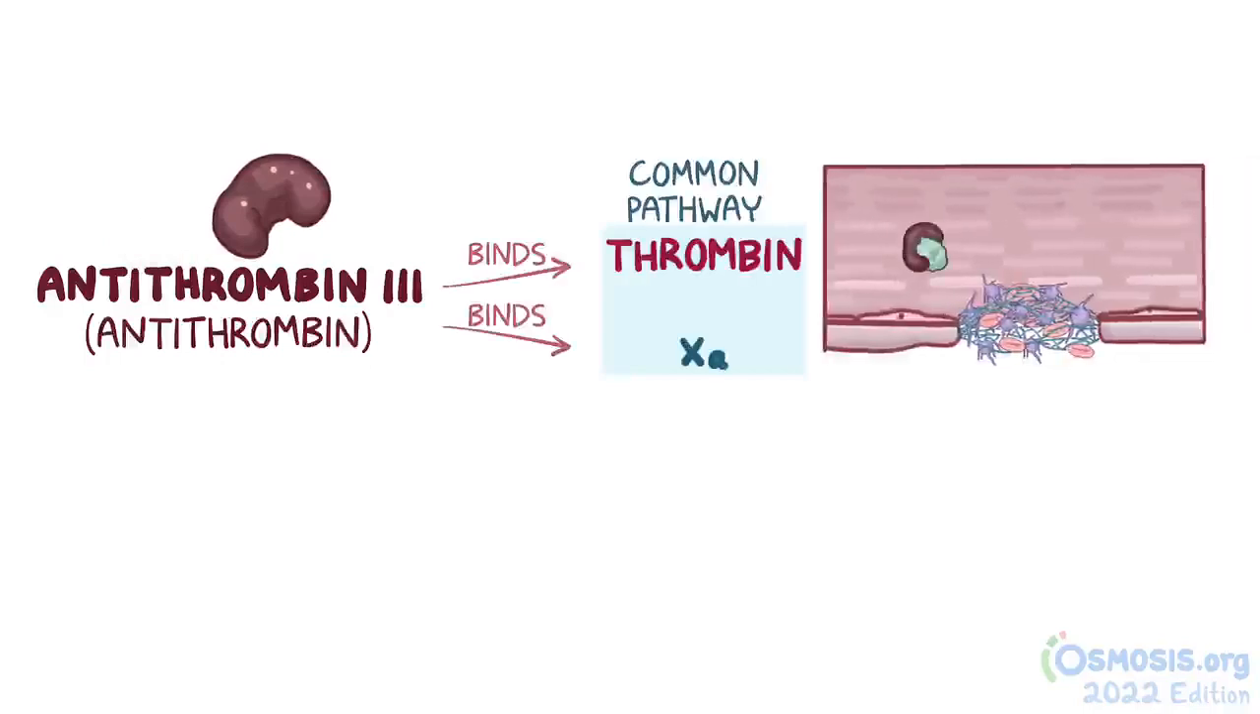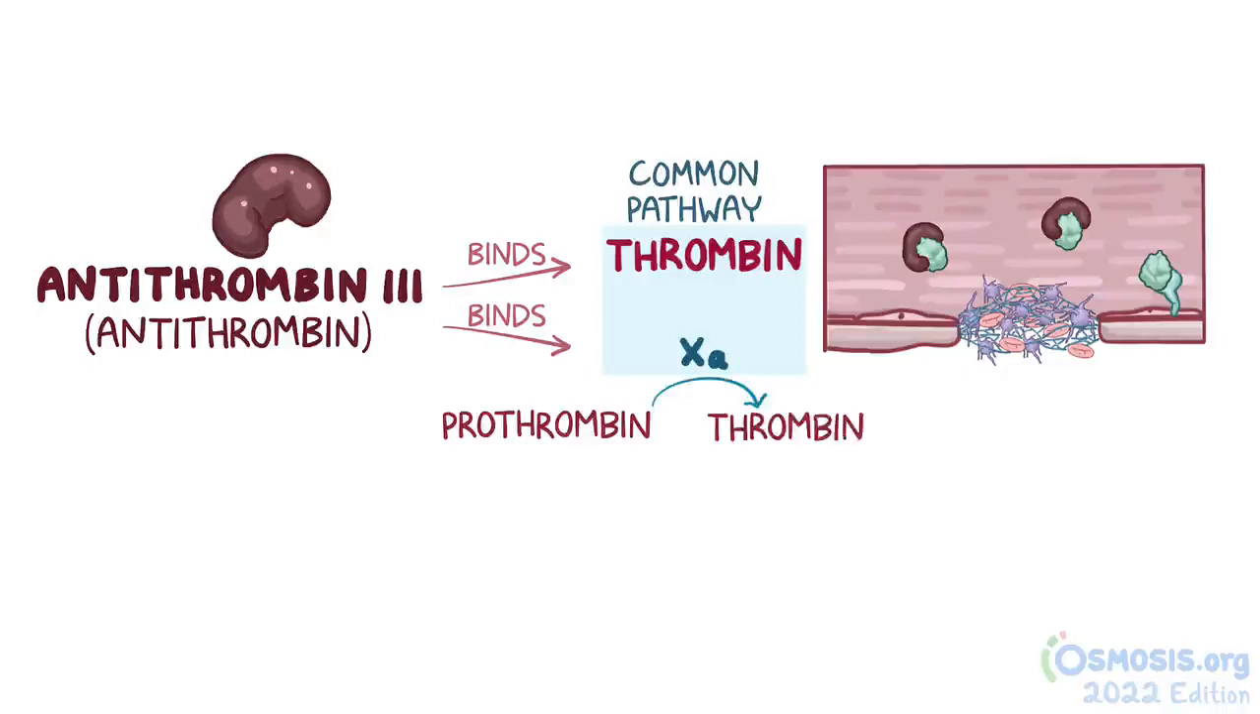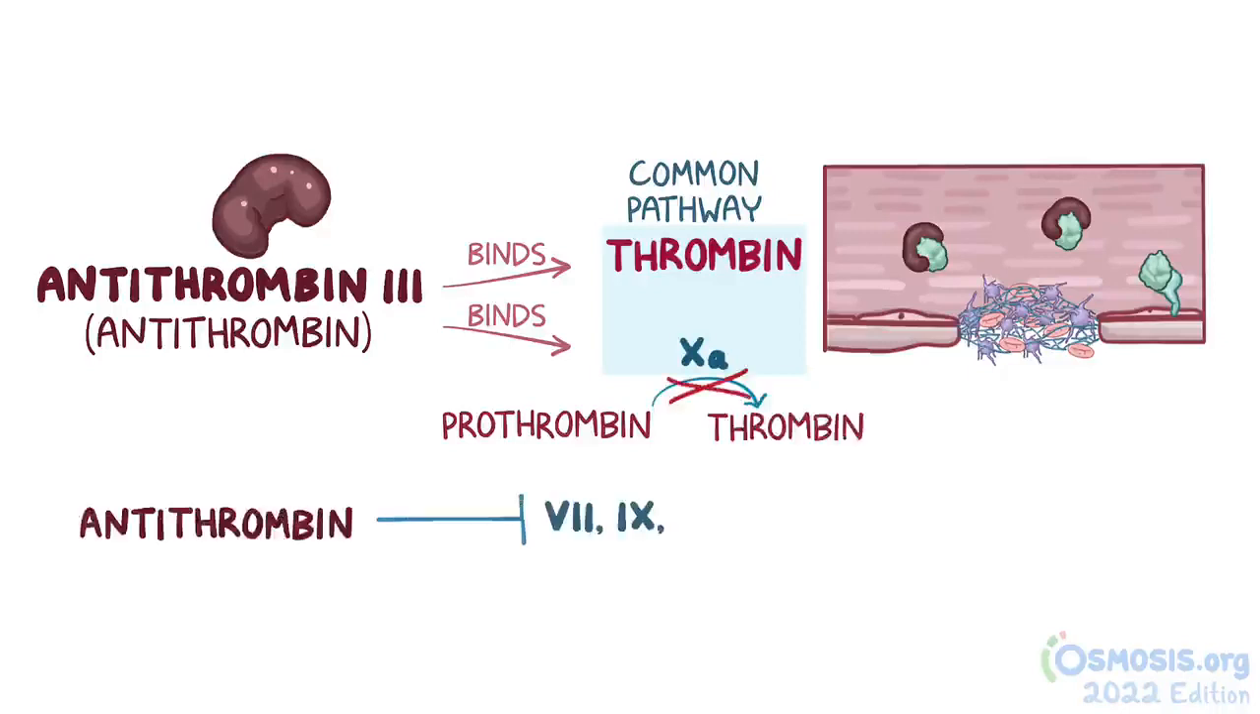The thrombin in the blood can bind to antithrombin and become unavailable. Antithrombin also binds to active factor X, which is a pivotal coagulation protein that converts prothrombin into thrombin. Antithrombin also inhibits factor 7, 9, 11, and 12, although with much less affinity.